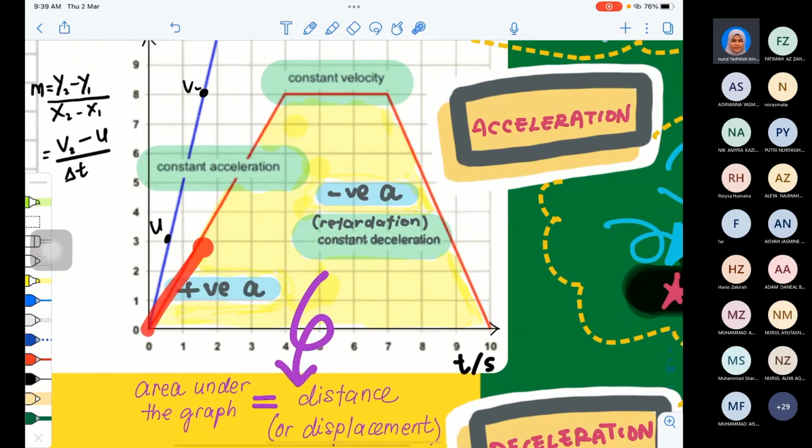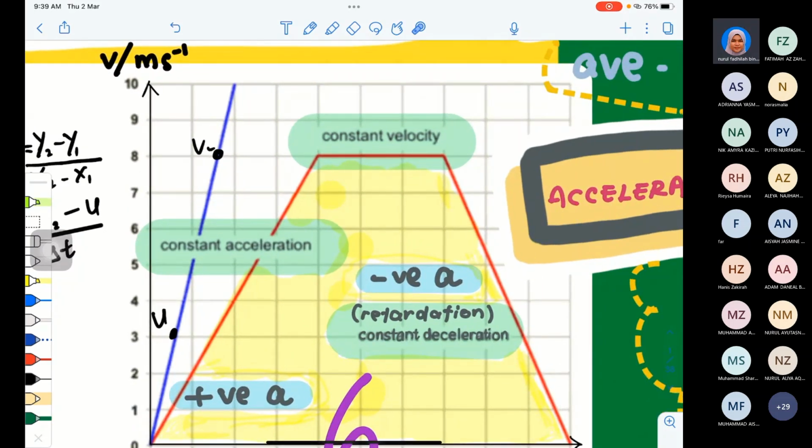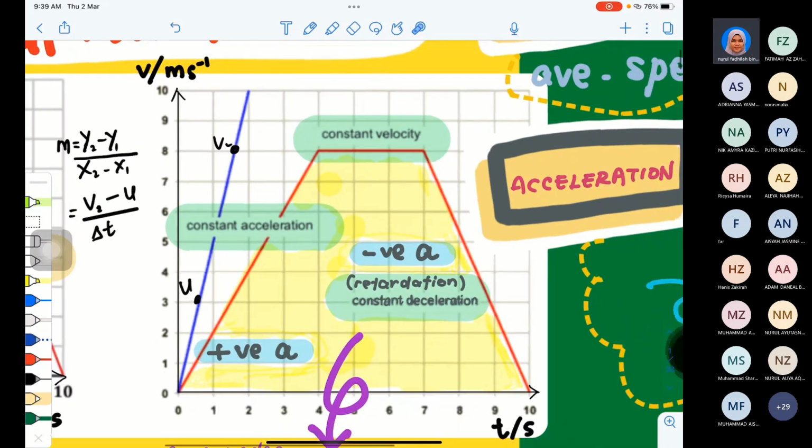So for this one, positive acceleration, and then this one, what happened to the velocity? The velocity is dropping, decreasing. So we know that when we have a change of velocity and the velocity is decreasing, that is deceleration. Alright? Okay. One more thing. What is another physical quantity you can get from a graph of V against time graph?